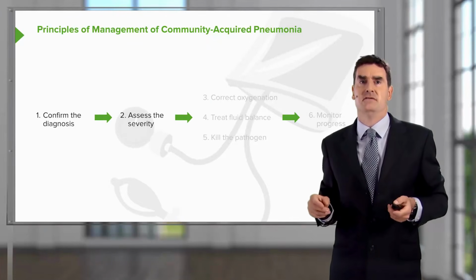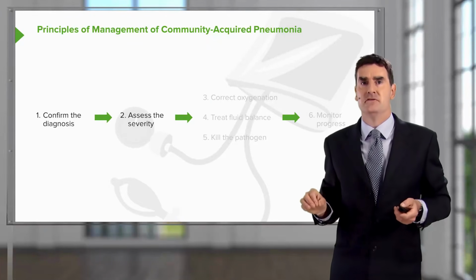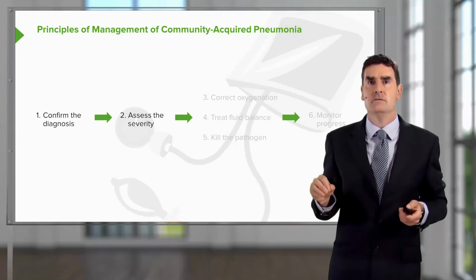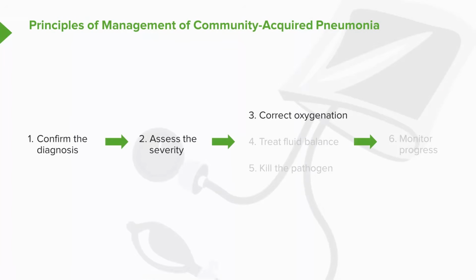Then you need to assess the severity, and then you need to think about treatment. And that has 3 main components to it: correct the oxygenation, because that's the risk for mortality; treat the fluid balance, again, hypotension is a risk for the patient; and 3, clearly, it's an infection and you need to kill the pathogen, and that's going to require antibiotics. And then you need to monitor to make sure that the patient's improving with whatever management you've instigated.